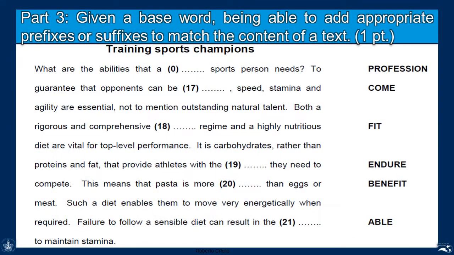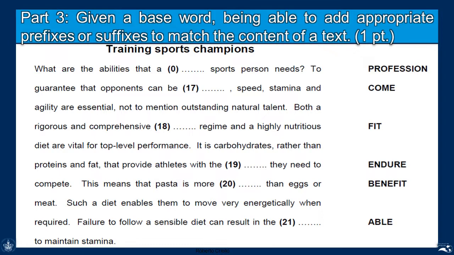Now let's look at part 3 of the Use of English section. In this part we get another cloze. This means a text with blanks, and then we get keywords. If you see them on the right: profession, come, fit, endure, benefit, and able. Now we need to be able to adapt those words by adding prefixes or suffixes so that they match the content of our text. Okay, so we're going to do this exercise together.